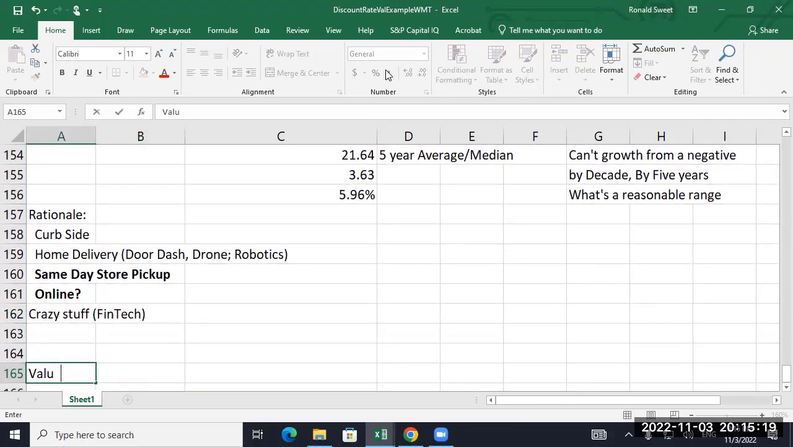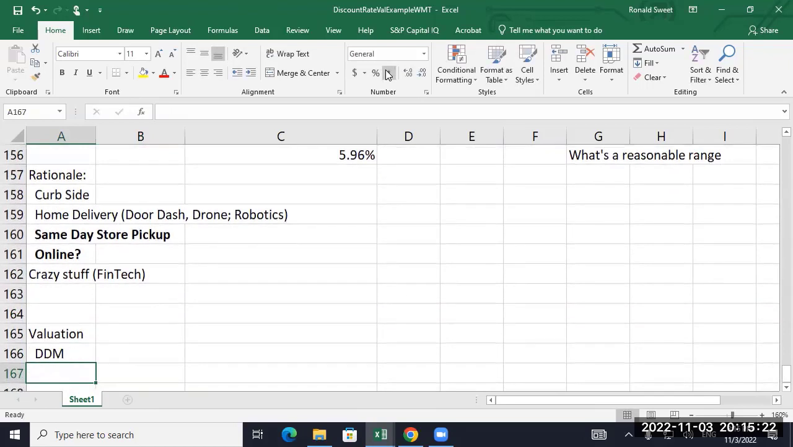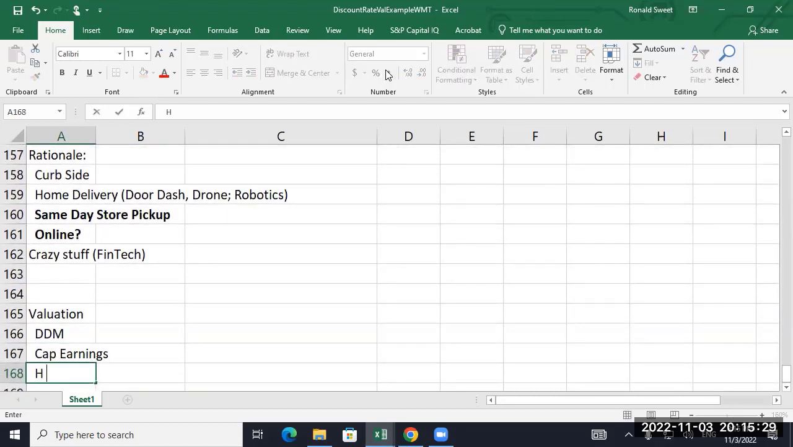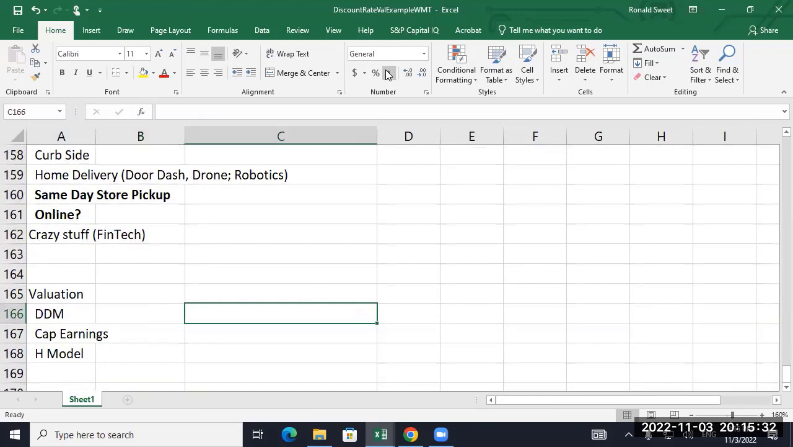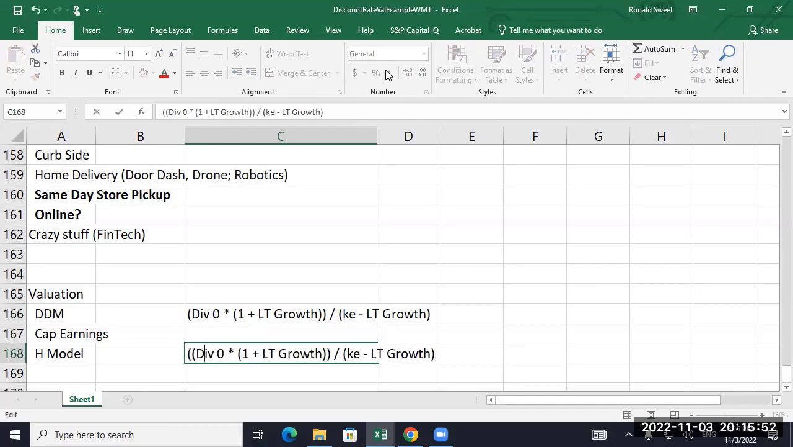And then it's just valuation. So: dividend discount model, cap earnings, H model, those are the three. You have to use at least three models. So the dividend discount model: dividend zero times one plus long-term growth, divided by Ke minus long-term growth. H model, the exact same thing, except plus dividend zero times H times short-term growth minus long-term growth. We'll type growth that way every single time.